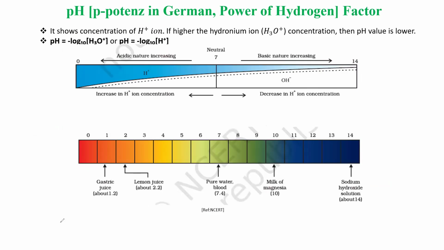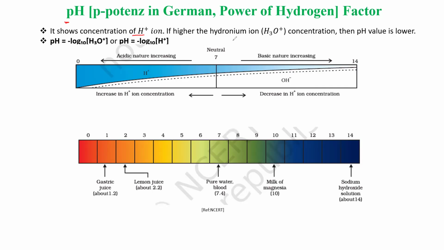Now we have a very important thing: the pH. Every time we are not going to taste the acid or base, so on the basis of the pH value we recognize their nature. pH stands for potenz, which is a German word, meaning power. Finally, pH is also called the power of hydrogen. Here we are going to see the pH in different situations. So what is the pH? It shows the concentration of the hydrogen ions.